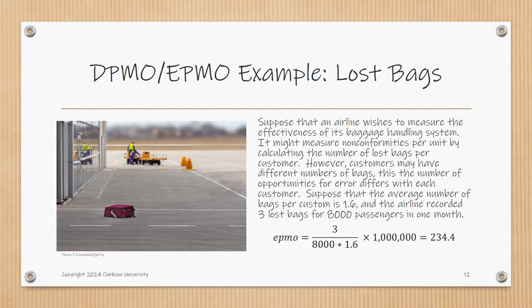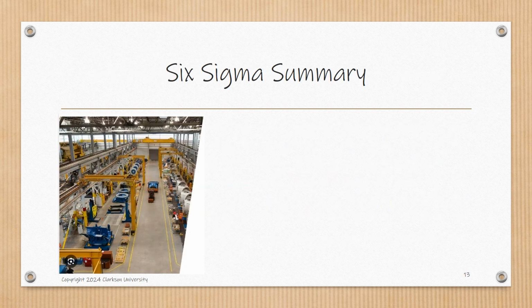Management must now decide if the cost to improve to a 6 sigma level performance is justified by ticket price and overall customer satisfaction. This concludes our discussion of Six Sigma and the DMAIC method.